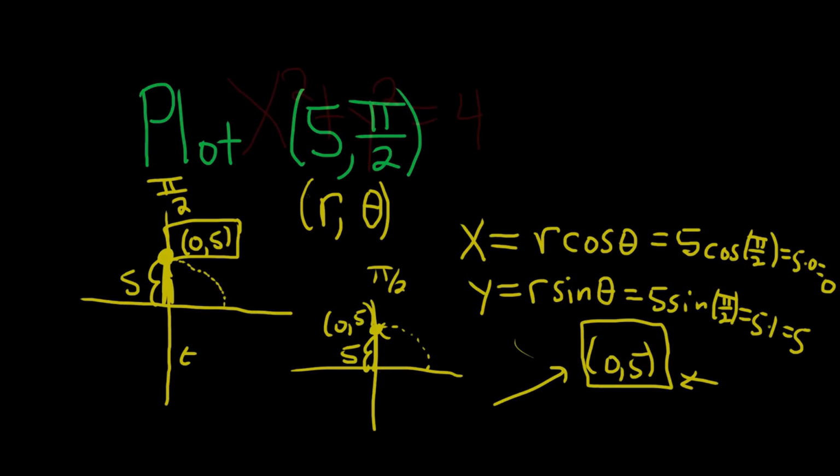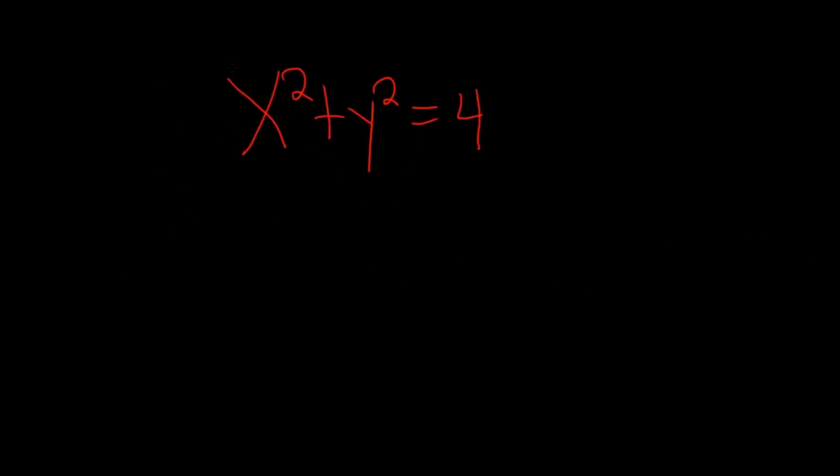Okay, so in this problem we have a rectangular equation and we have to convert it to polar and then give a rough sketch. So, solution.